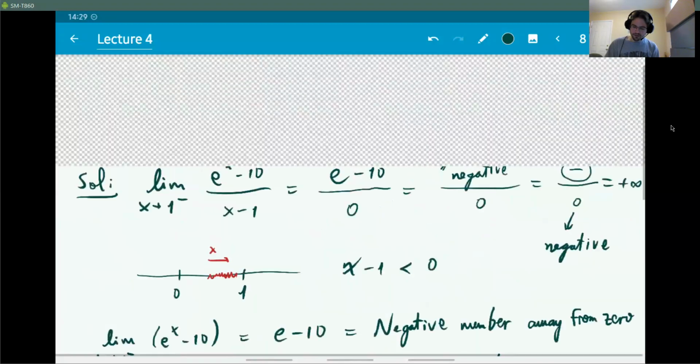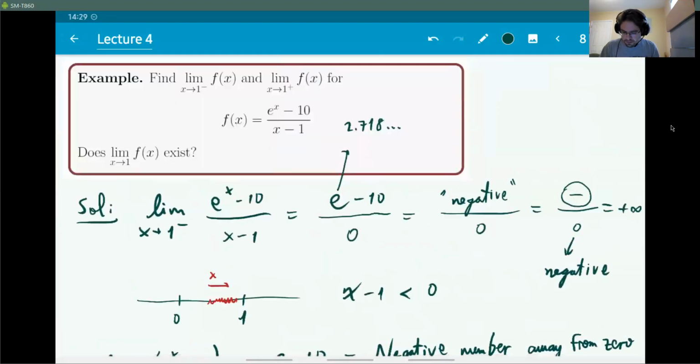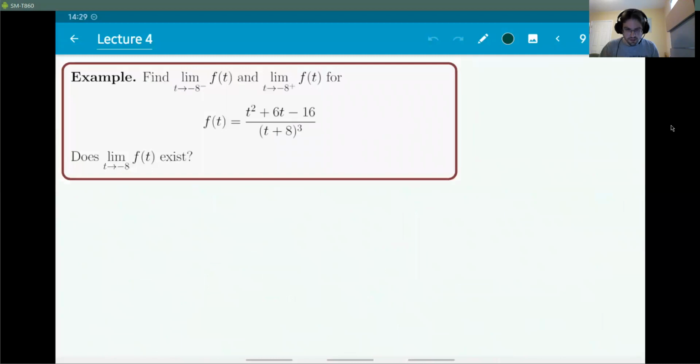Okay, my plan for the rest of today, just a few more minutes, will be to do similar examples to this and then connect this idea to the asymptotes. Here's now an example where if you plug in at first, you're going to see that you have a 0 over 0, which means you have to be more careful. It's the same type of example. I have a function, and the number is -8 this time. Find both of the one-sided limits.